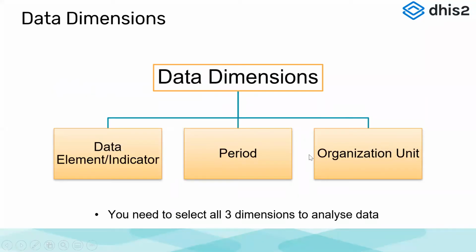So back to basics. Data dimensions, the three W's: what, when, and where. We are not considering the who dimension here because we are using aggregate data. So when you are analyzing data using any of the modules, that is the pivot table, the data visualizer, or the map, you must make sure that you select all three of these components to analyze data properly. So please keep that in mind. Just a refreshing point, make sure you have correctly selected all three of these dimensions when analyzing.